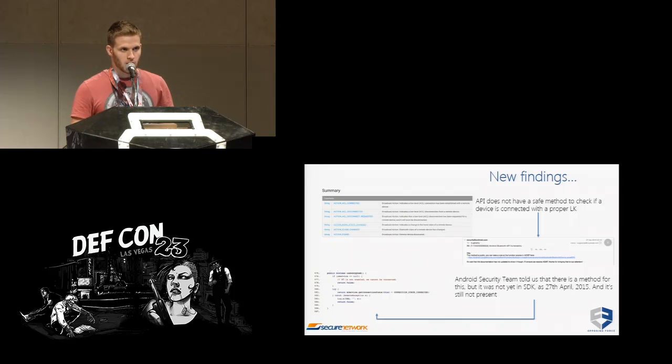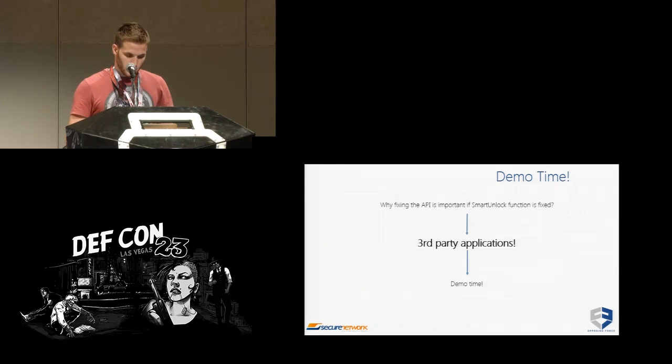But, you know, Android Smart Lock is fixed, so we are pretty safe now, right? No, because we have a third-party application. Actually, there are some applications which implement the Smart Unlock feature for Android devices prior to version 5. So if you don't have Lollipop, but you want the Smart Unlock feature, you can download the application and set everything up.